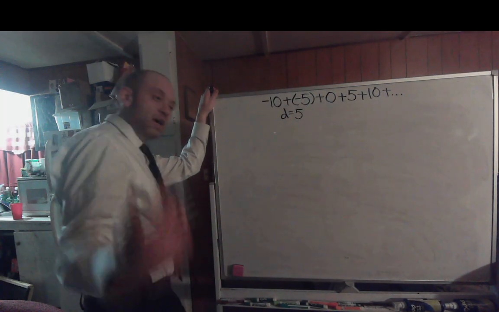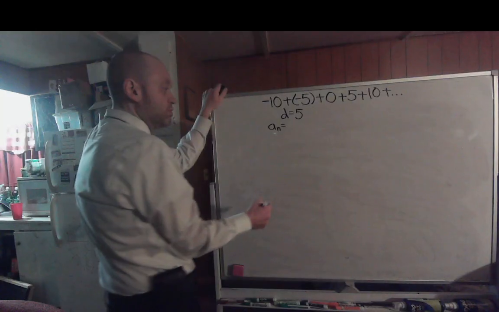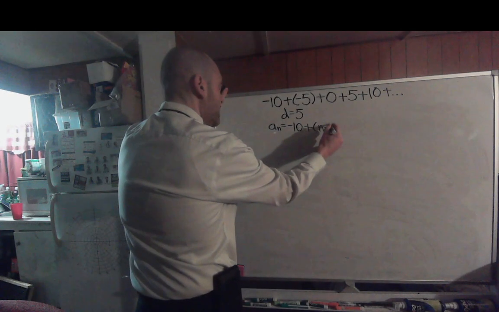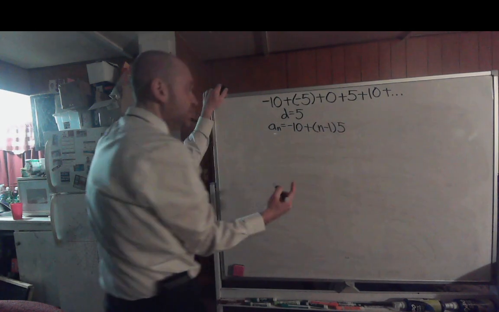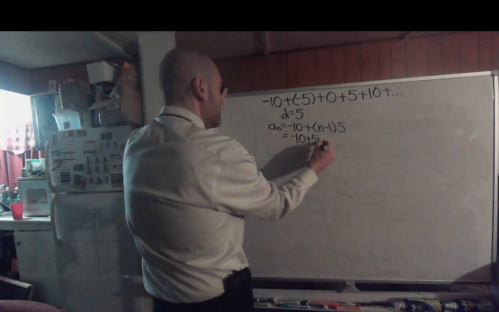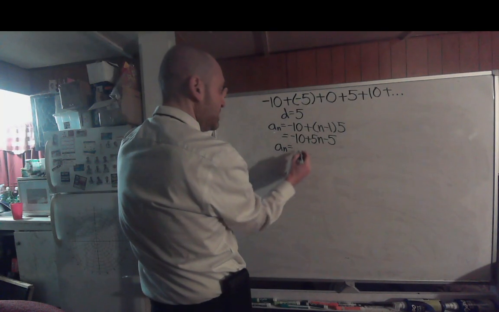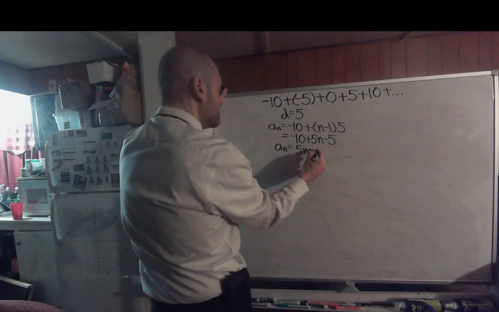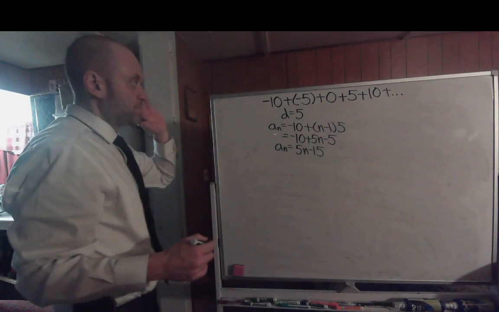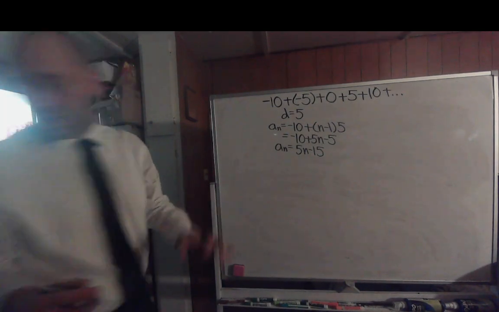Now let's go ahead and find a formula for the nth term of the sequence. So a sub n would equal, well, a sub 1 is negative 10 plus the quantity of n minus 1 times that common difference of 5. So that's going to give you negative 10 plus 5n minus 5. So that means the formula for the nth term of the sequence is going to be 5n minus 15. So that is now the formula for the nth term of the sequence, or the sequence formula in general.